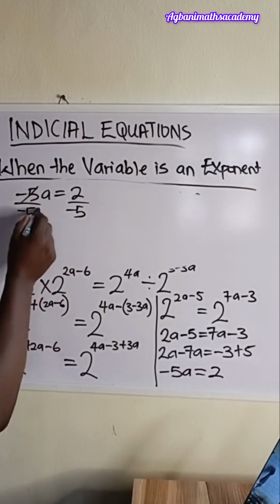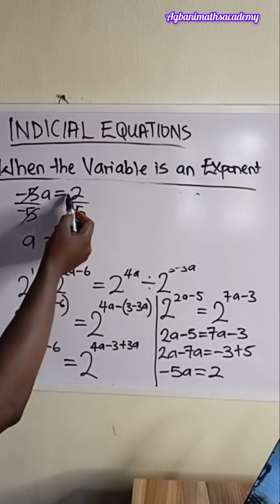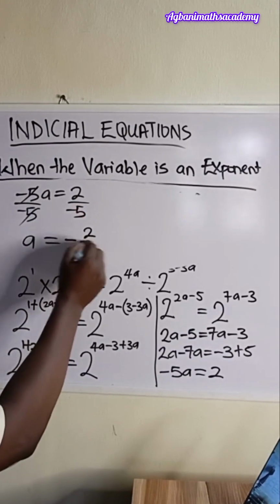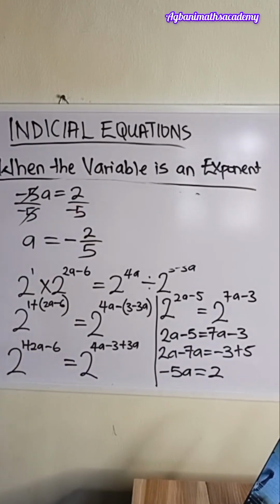a, this will cancel out. This a will be equal to, there's an invisible plus sign here. So plus divided by minus will give us minus 2 all over 5. And that becomes the value of a.